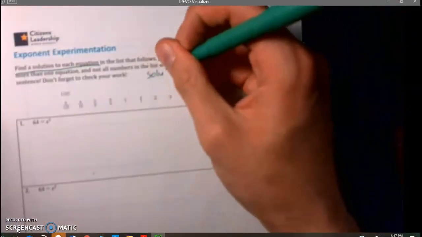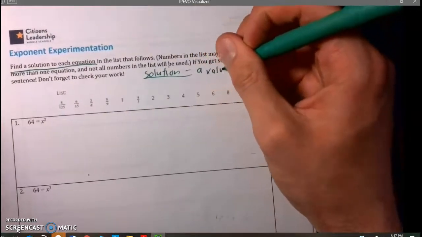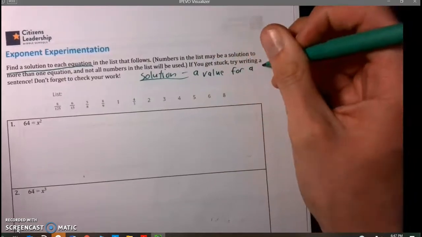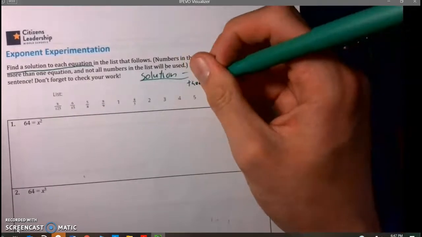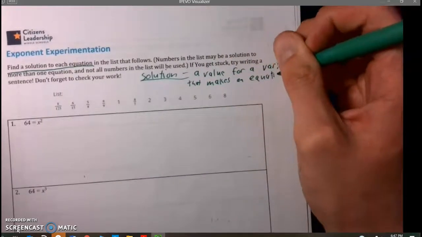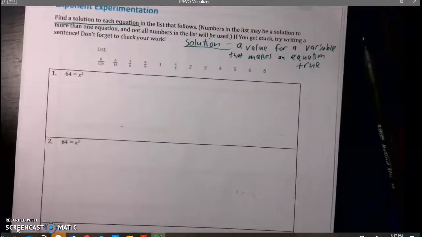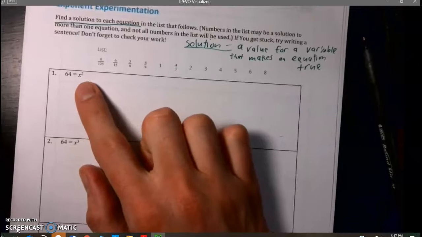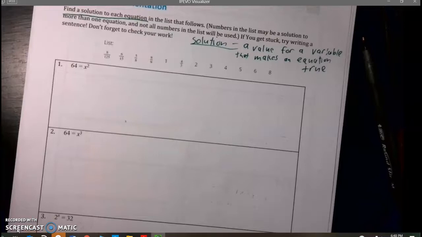So a solution, all that means is a value for a variable. So a number that we're going to assign a variable that makes an equation true. So we're finding a solution to each equation. So for each of these, basically we are trying to find the correct value for our variable that will make it true.